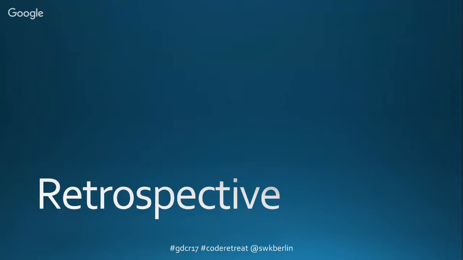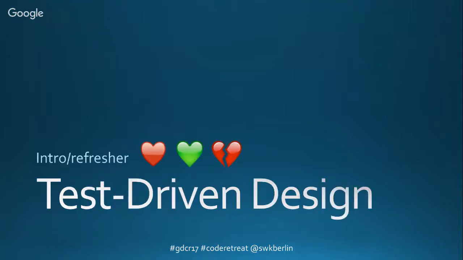After the retrospective, we move straight into the next session, which in this case is an intro or refresher for test-driven design. So the original definition of the Coderetreat was that it was for programmers to come together to practice pair programming, test-driven design, but overall the 4 rules of simple design.